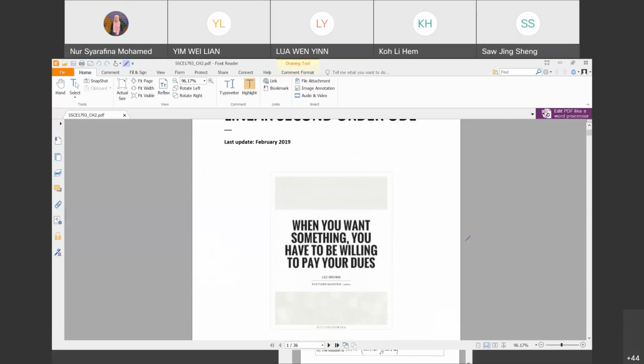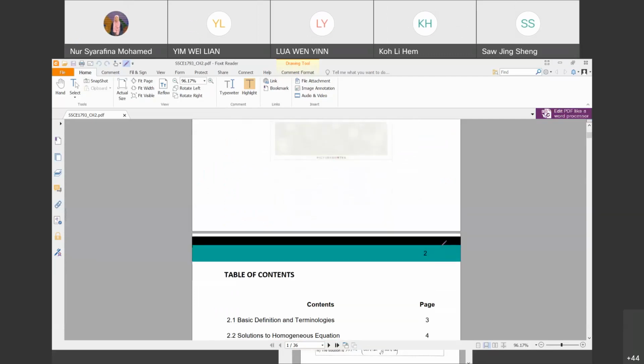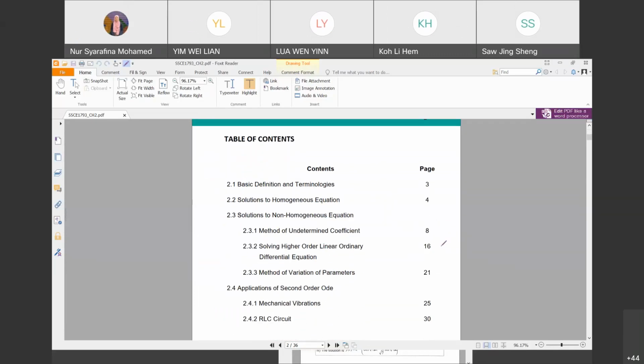So remember, how can you determine the order of a differential equation? Number of degree? No. You have to take a look at the highest derivative, the highest differential, right? You have to take a look at the highest differential.